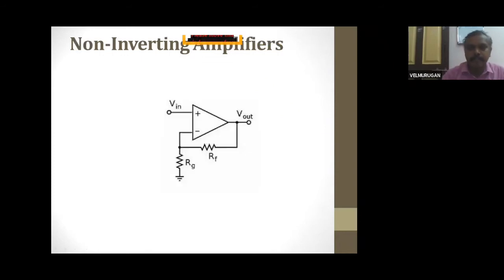Then non-inverting amplifiers. Here you give the input on the positive side. Whatever feedback you give at the input, you get at the output. It's a non-inverting amplifier. These are very basic in IC integrated circuits.